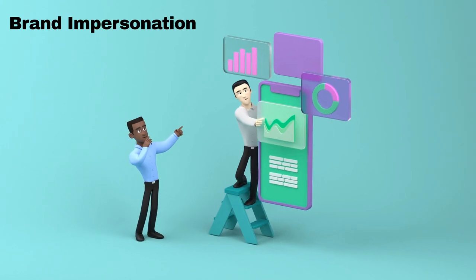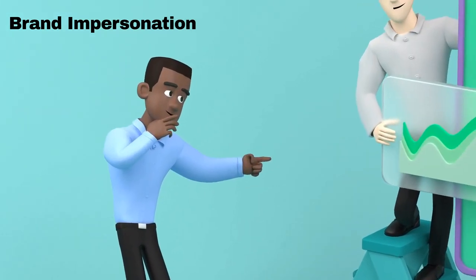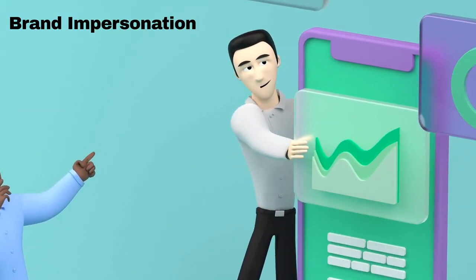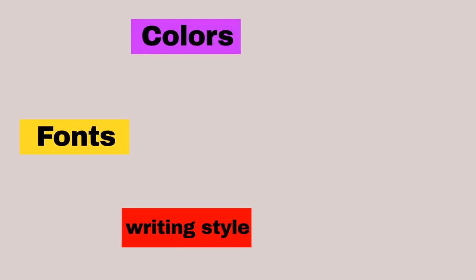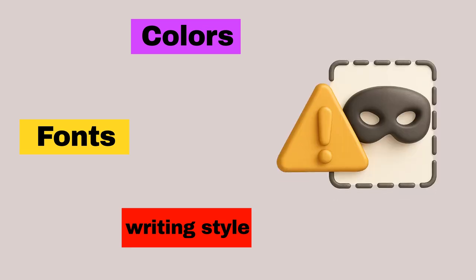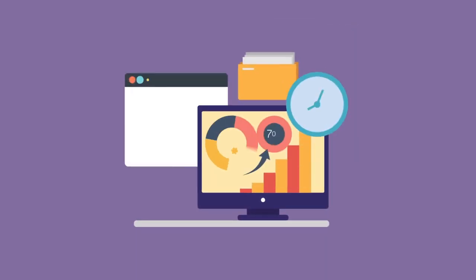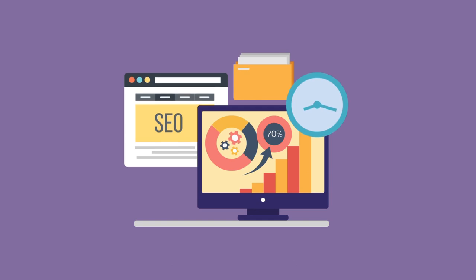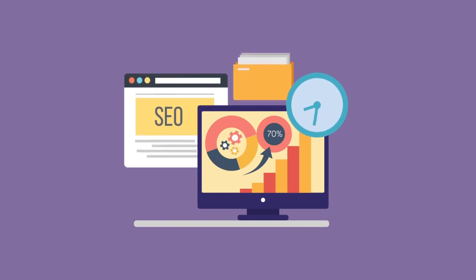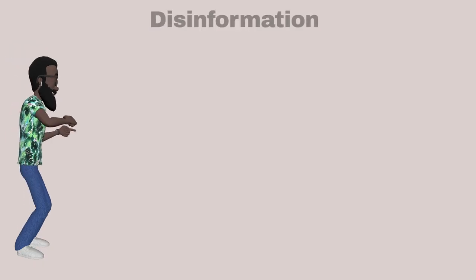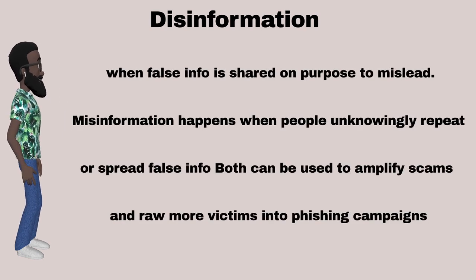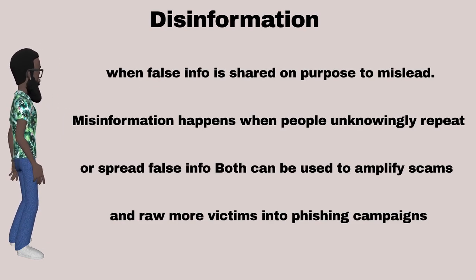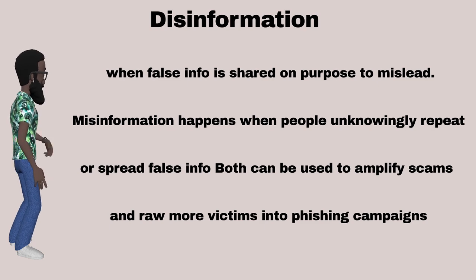Then you have brand impersonation. This goes beyond just using a logo. Threat actors copy the look, tone, and style of real websites or emails. I'm talking fonts, colors, even the writing style. This is done to make their scams more believable. They may also boost their fake site in search results using SEO tricks or create fake social media accounts to make the scam look more legitimate. And then there's disinformation. This is when false information is shared on purpose to mislead. Both can be used to amplify scams and draw more victims into phishing campaigns.